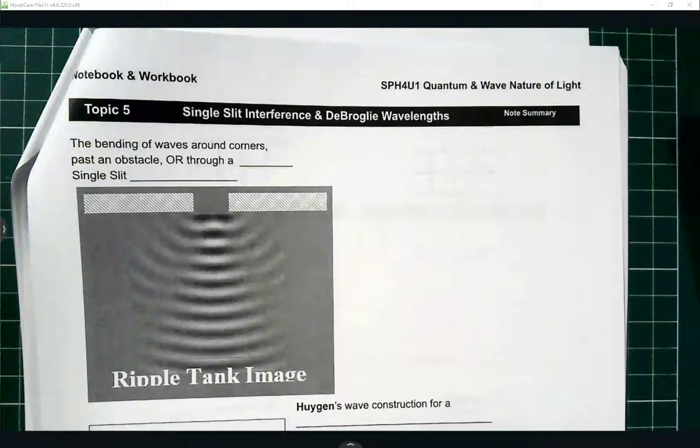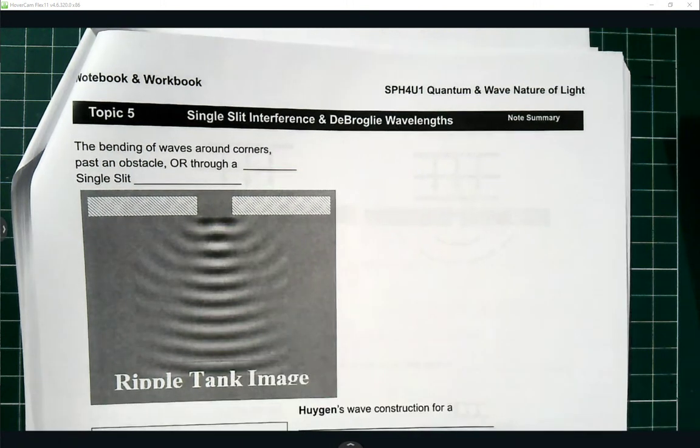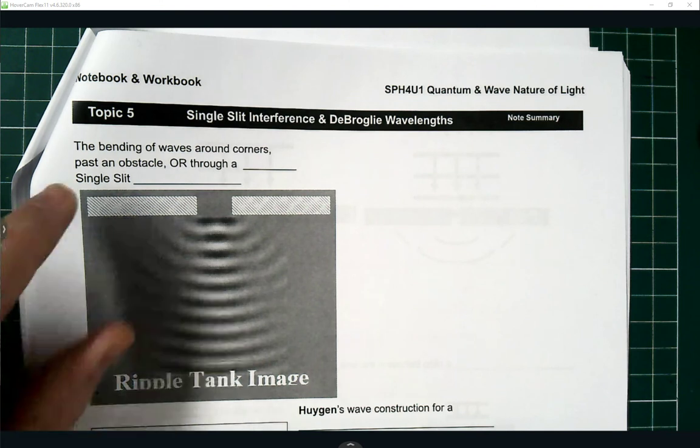Single slit interference is the idea that waves from a single source can interfere with themselves. And you're like, what the what? No way, really? And yeah, really. So this is something that was a surprise to many. But let's think about how this is going to work out.